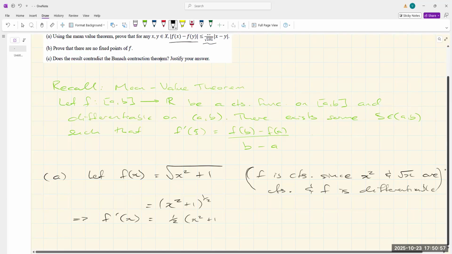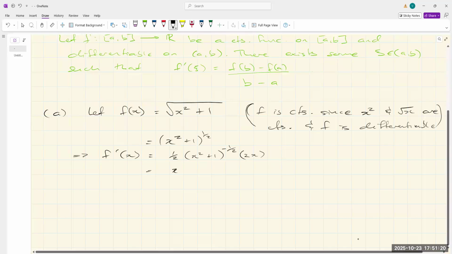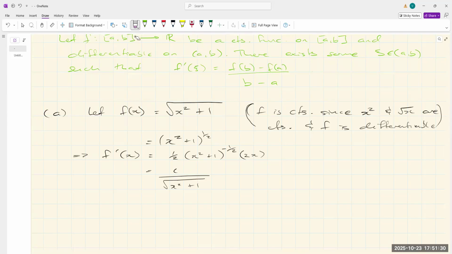1/2 x squared plus 1, and then I subtract 1 from the power, so it's down to minus 1/2. And I need to multiply by the derivative of what's inside here. So that's 2x. Okay, so this simplifies down to x over square root x squared plus 1. So the derivative is x over square root x squared plus 1. You see it is differentiable because here is the derivative.